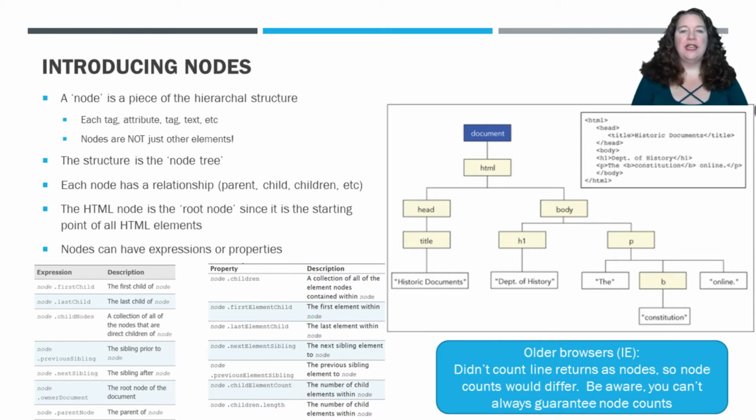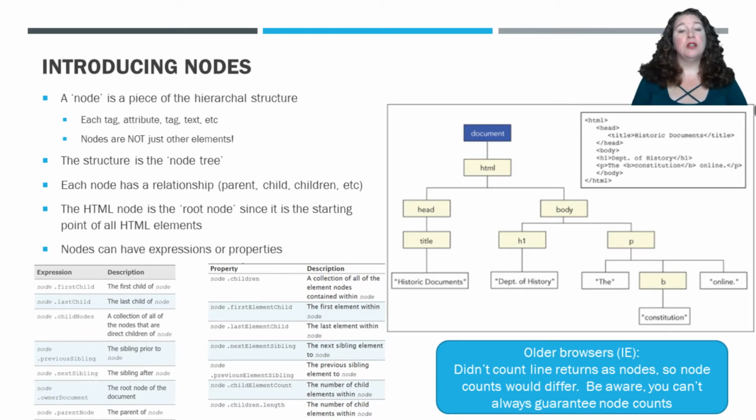So each tag, each attribute, each text, everything in there is all different nodes, whether it's something tangible that you can see or whether it's just an extra piece of information. They're not just elements. You can also have attributes as nodes, and you can have individual text without it being an element as a node. So be aware, nodes are not just elements. They are everything that builds up the entire DOM or the entire document model.